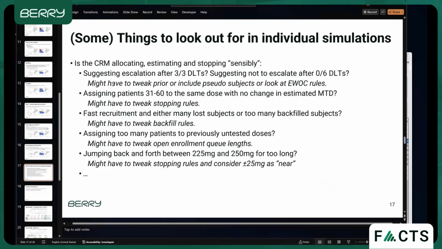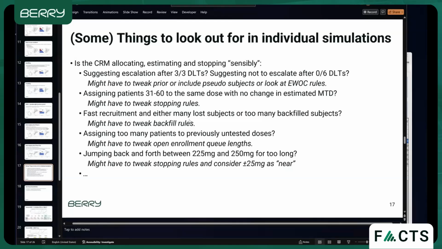So yeah, going back to these things. What if, for example, you assigned the first 3 patients, and then it suggested that you escalate after these 3 patients, even if all 3 of them had a dose-limiting toxicity? Or what if you assigned 6 patients to the first dose and none of them had a toxicity, yet the model tells you, well, do not escalate, stay at this dose? Well, if that's the case, then you know you need to go back to your prior and you need to tweak the prior, or you need to include pseudo subjects, or you need to look at your overdose control rules.